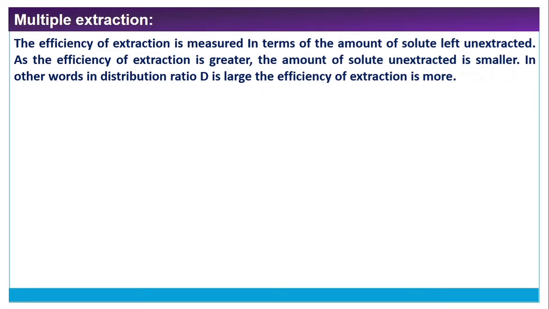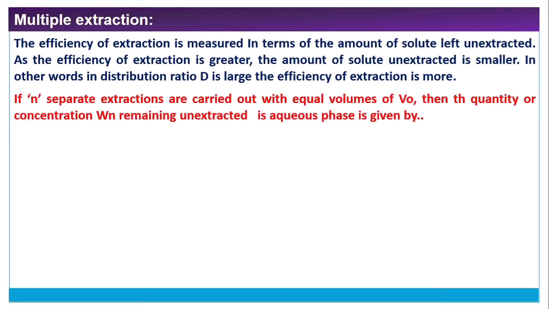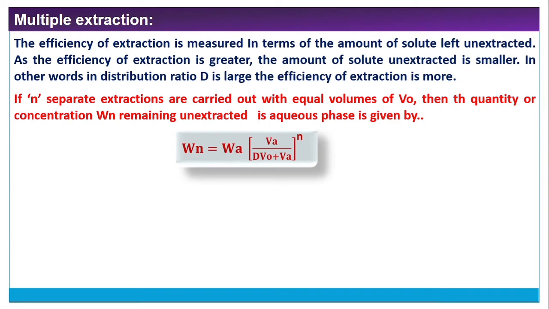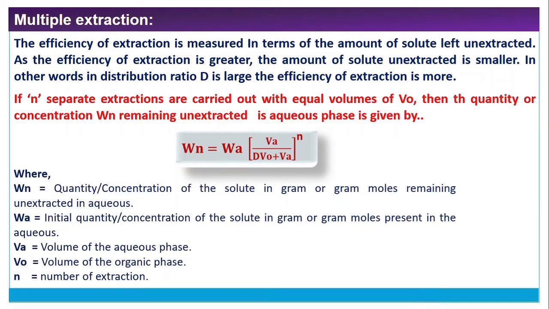If N separate extractions are carried out with equal volumes of organic phase, then the quantity or concentration Wn remaining unextracted in the aqueous phase is given by the formula Wn = Wa (Va / (Vo + Va))^n, where Wn is the quantity or concentration of the solute in gram or gram mole remaining unextracted. So Wn is the amount of unextracted solute.